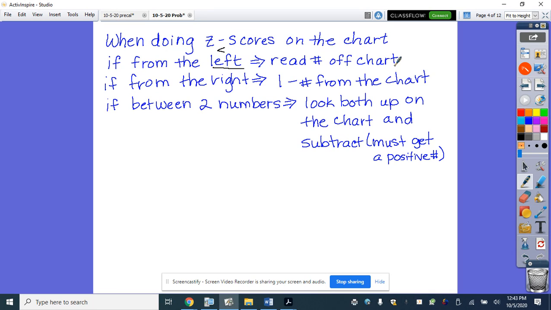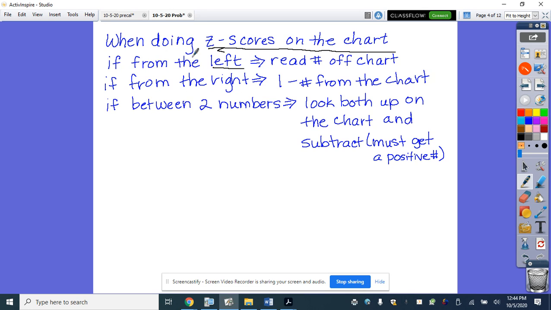As a reminder, I've said this like 25 times already, but I'm going to say it again. You should never do anything to the z-score itself. You may only do operations to the number that you get off the chart. You may not do it to the z-score itself. So you must look the z-score up on the chart and then do something.